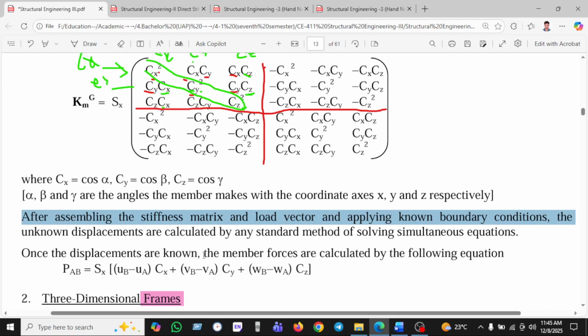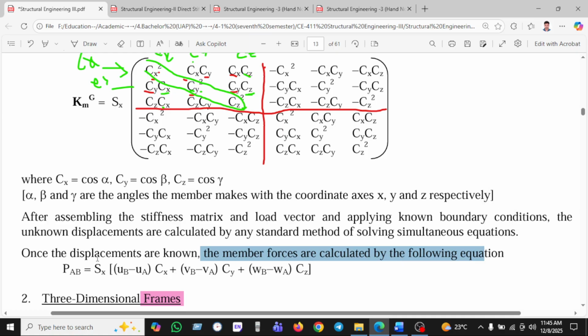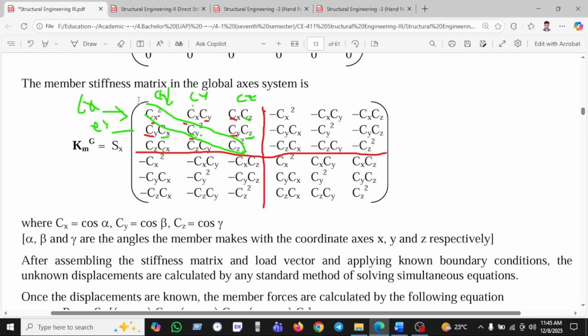Once the displacements are unknown, the member forces are calculated by the following equation, where P is the member force, S x is the stiffness, and B is the displacement of point B minus the displacement of point A, and Cx, as we know, is calculated by the angle. So if we know how to generate this formula, you must memorize this formula. I have shown how to memorize this formula.